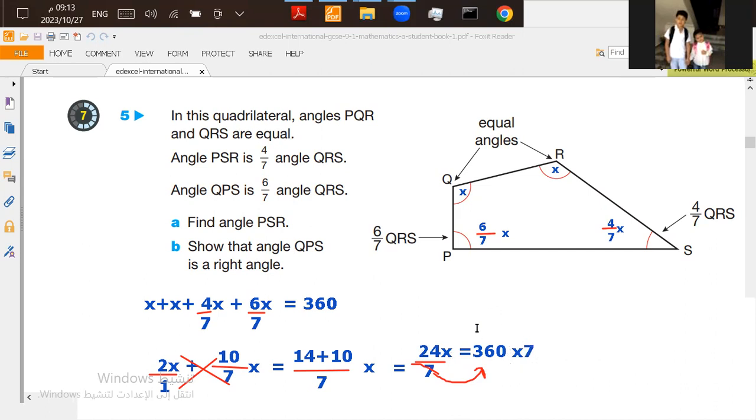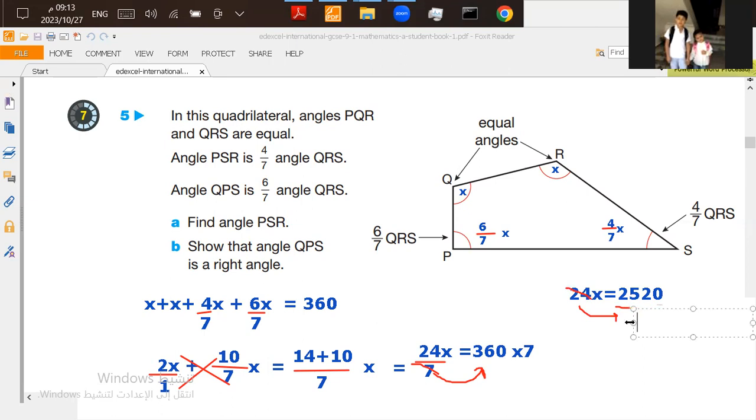So we have 24x equals this one. So we write it here. 24x equals 360 times 7. 360 times 7, and the answer is 2,520. Now, this one is multiplied by x, so I'm going to take it to the other side by dividing. I'm going to take 24 here by dividing under a fraction line, and I'm going to remove it from here.